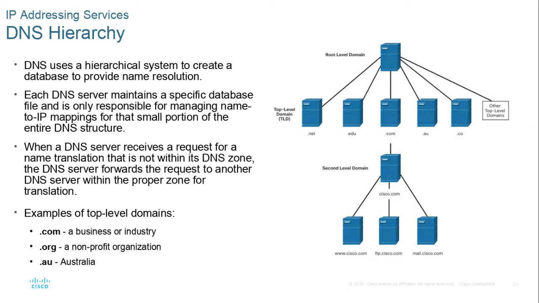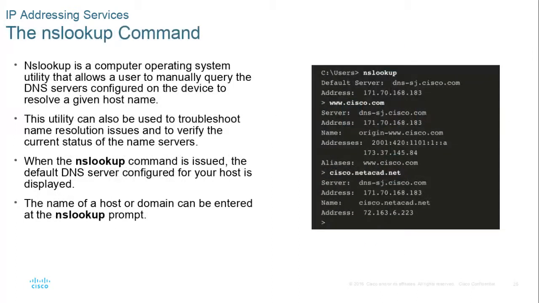So we have top level domains like .com for business, .org for a not-for-profit, .net for networking companies, or top level country domains like .uk for the United Kingdom, .au for Australia.